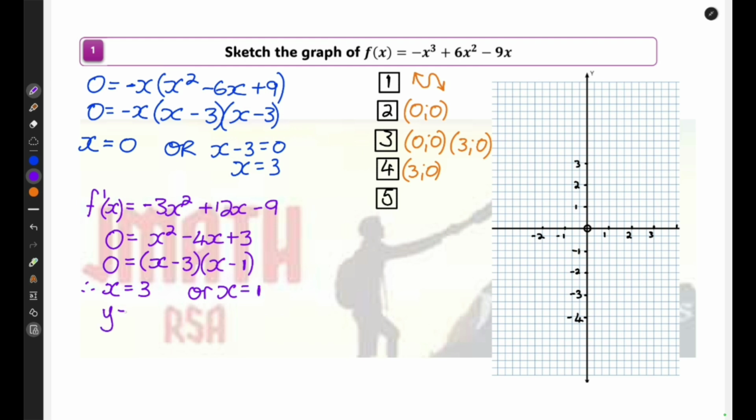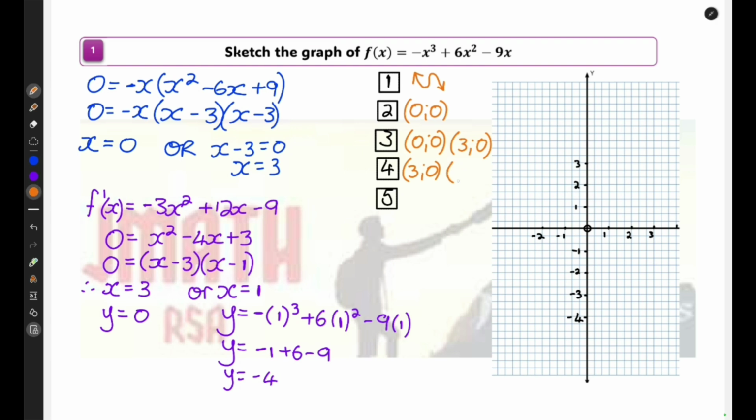Now we know with 3, the y value is just 0. With the 1, I just need to sub into the original f(x) to see what the y value would be. You can just take your calculator and sub in the 1. They're not going to give you marks for how you sub in, but let me just show you. Minus 1 cubed plus 6 times 1 squared minus 9 times 1. That tells me the answer is minus 1 plus 6 minus 9, so minus 9 plus 6 gives me minus 4. Therefore, the other turning point would be at (1, minus 4).